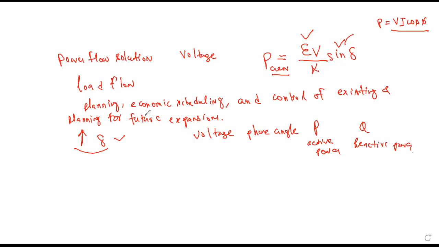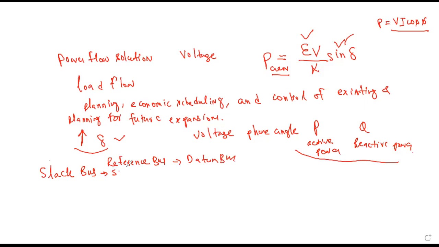How to identify these terms? To identify them, we require some buses. Number one is called the slack bus. This slack bus is also known as the reference bus. In some books it is also written as the datum bus. It is a very important bus. It is also known as the swing bus. Not datum, swing bus, I just forgot. It is called the slack or swing bus.